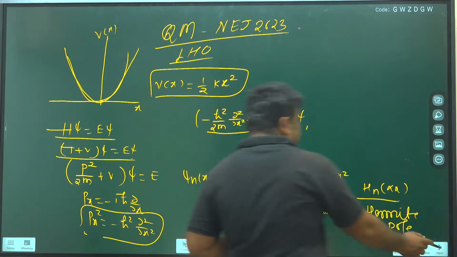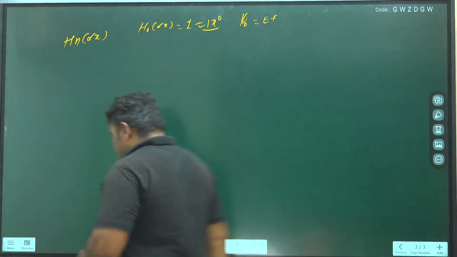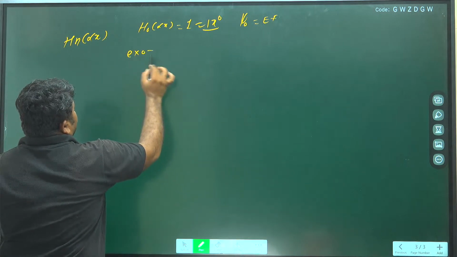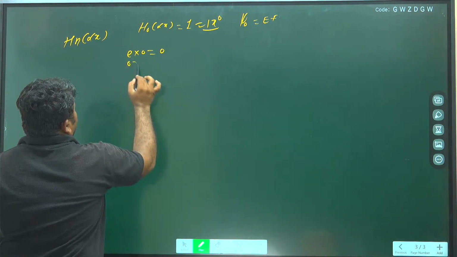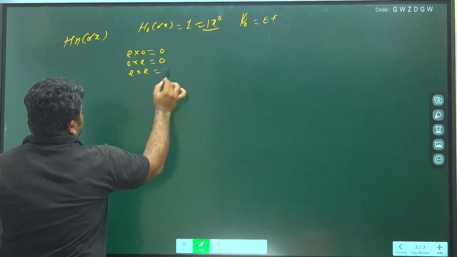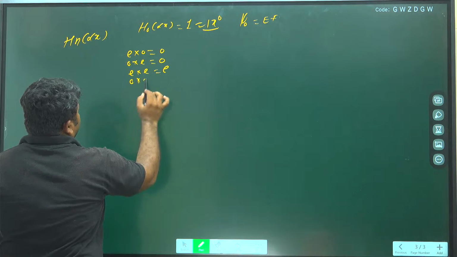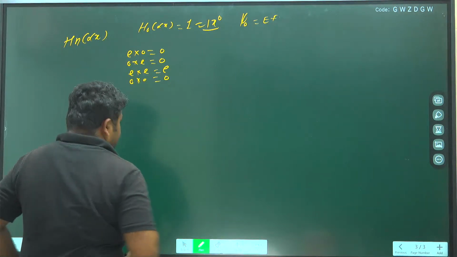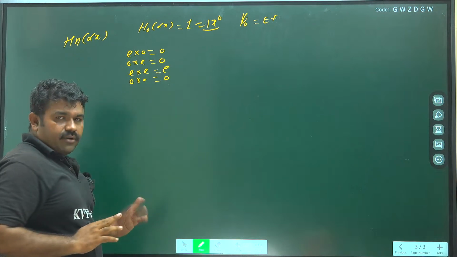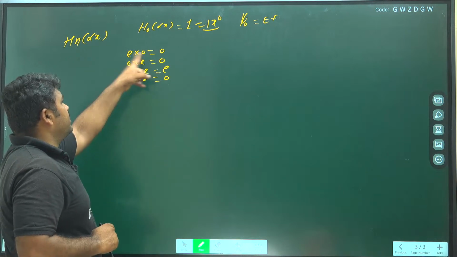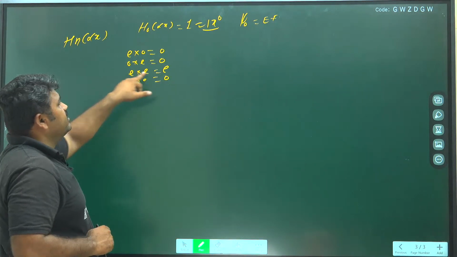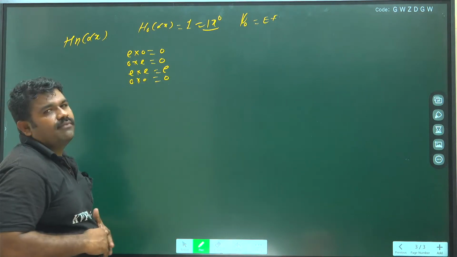Why? Because we know that even into odd is odd. Okay? Odd into even is odd. Even into even is even. And odd into odd is odd. Here the first part is even, the second part is either odd or even. If the first part is even and the second part is odd, then the function becomes odd. If the first part is even and the second part is even, then the total function becomes even.